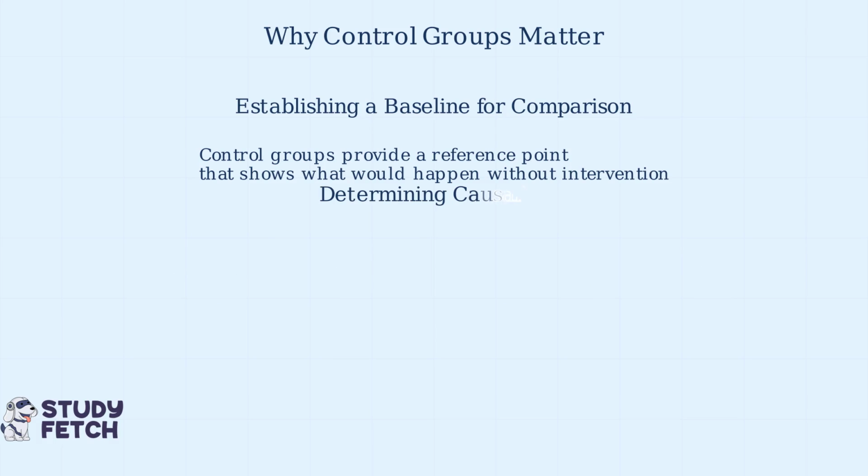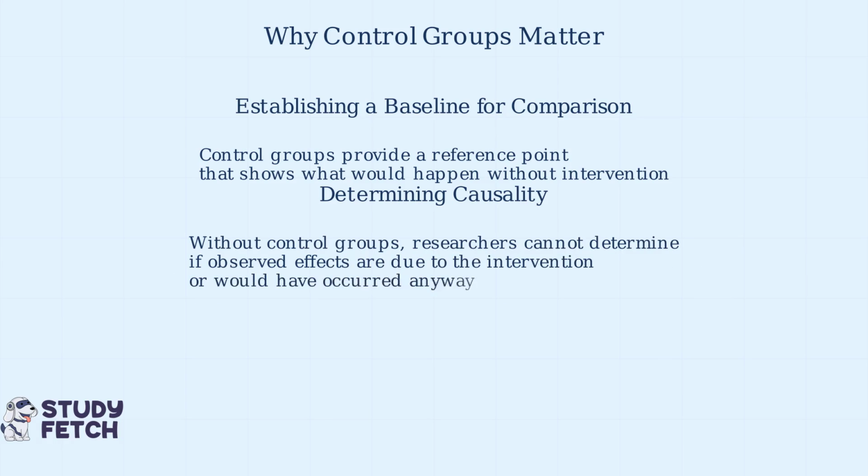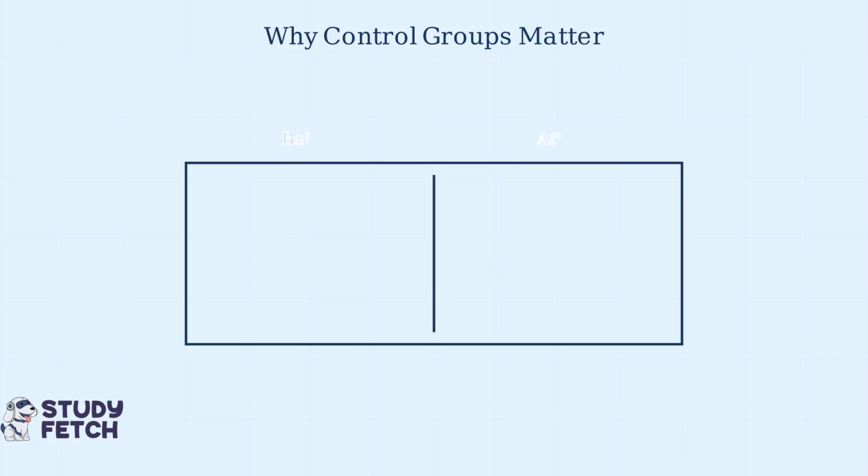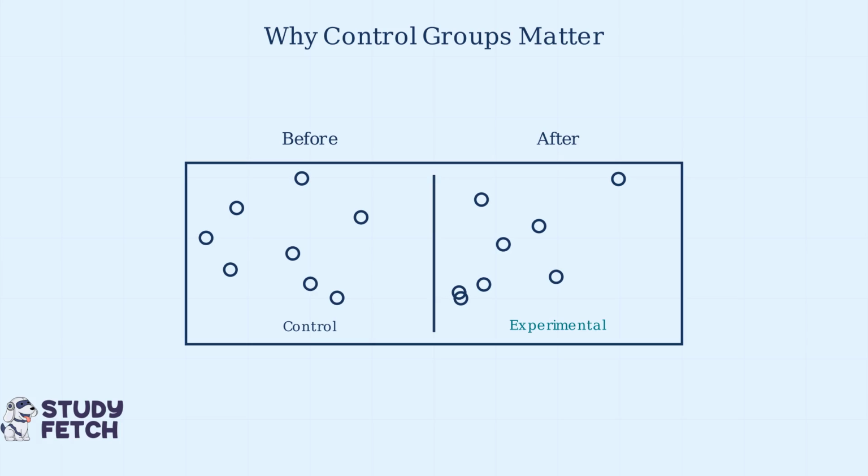Determining causality is impossible without control groups. Researchers need to distinguish whether observed effects are due to their intervention or would have occurred anyway. A before and after comparison helps demonstrate this concept. In the control group, measurements before and after show minimal natural changes, while the experimental group shows notable differences that can be attributed to the intervention.